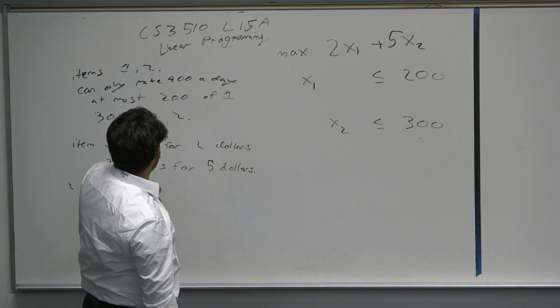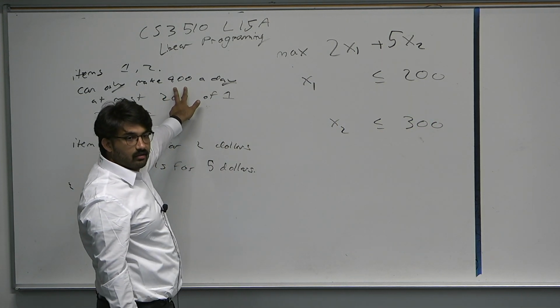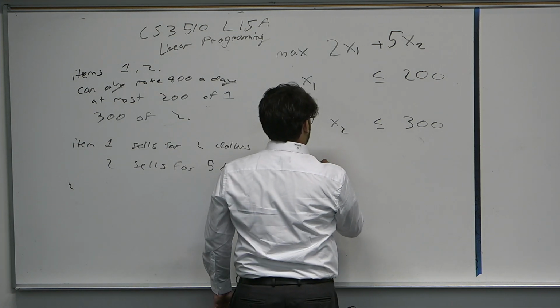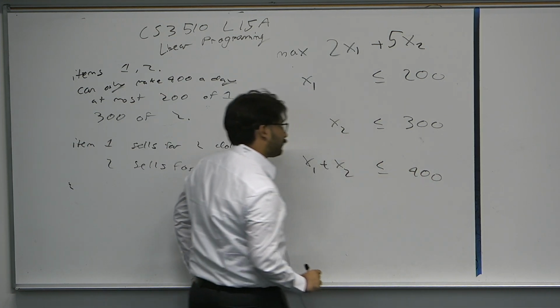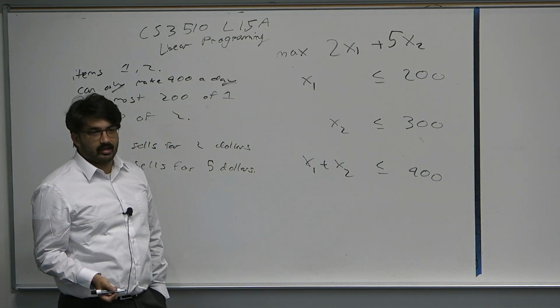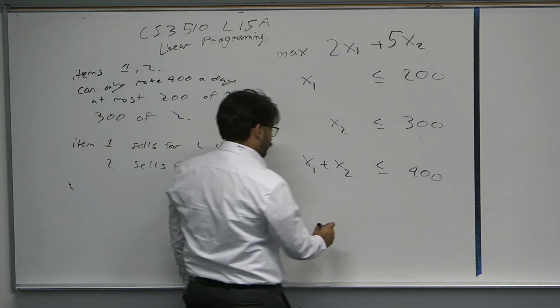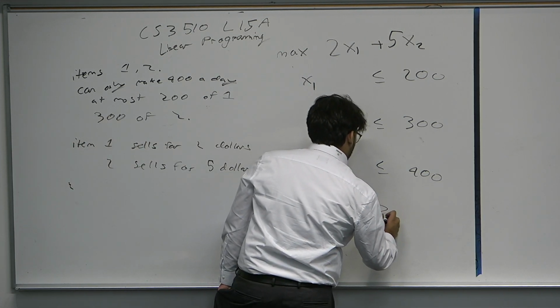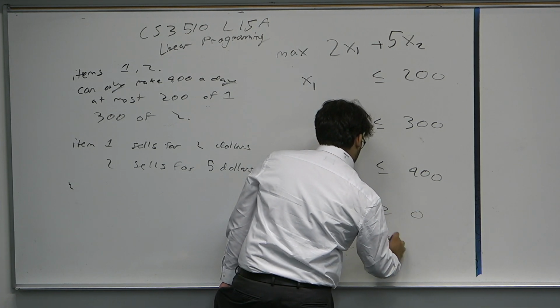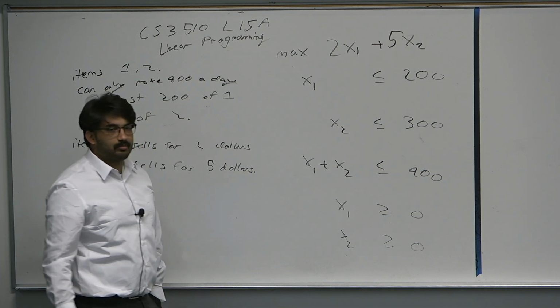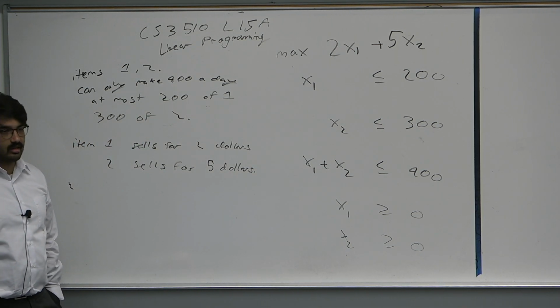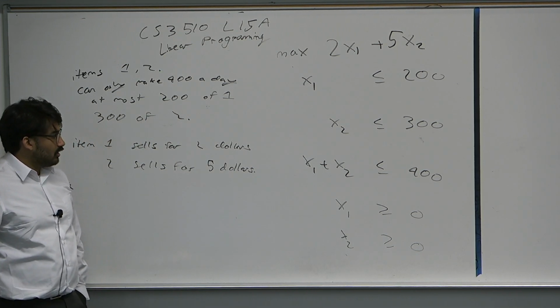We also know that we cannot make more than 400 a day. So we know that x1 plus x2 must be less than or equal to 400. Kind of trivially, we know that we can't make negative items. So we can just condition on the fact that x1 must be greater than or equal to 0, and x2 must be greater than or equal to 0. These constraints are usually implicit and not important enough. So we just kind of always assume that to be the case.